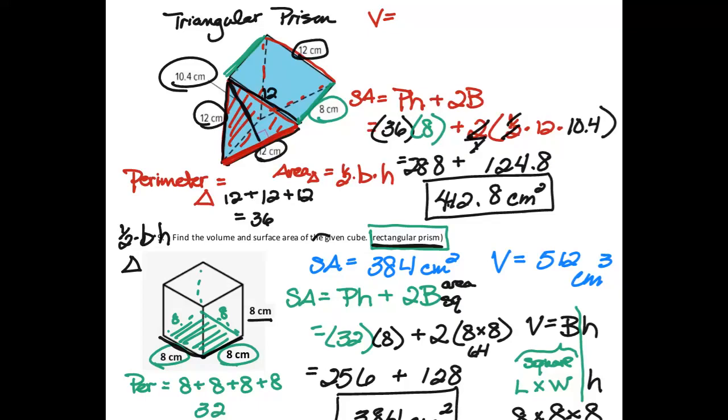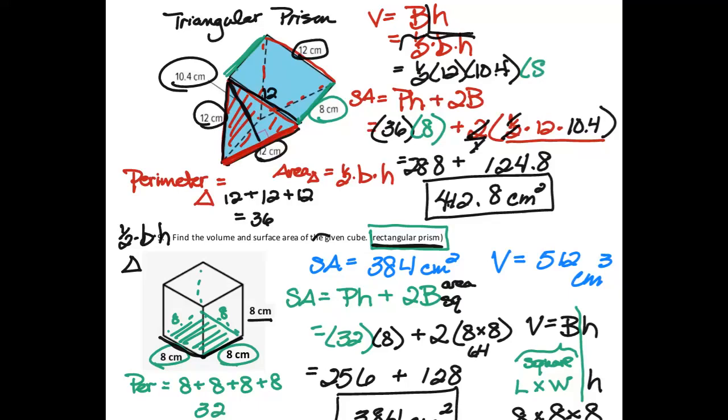Okay. So volume of a prism is area of the base times the height. That area of the base, we said, was 1/2 times the base of the triangle times the height of the triangle. Okay? That all goes for the base of the triangle, which is 1/2 times 12 times 10.4, times the height of the entire prism, which is 8.